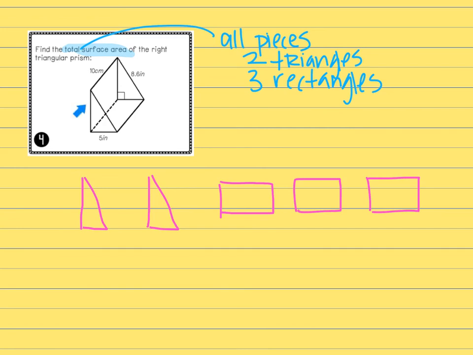When you look at your triangle, here are the numbers you need for the triangle. 7 is the height and 5 is the base. I'm going to put those in. 7 and 5, 7 and 5. Then when you go to look at your rectangles, one of them you can see right here for the bottom of where it's sitting. The 10 is going to carry itself down. So my rectangle for this piece is 5 by 10.